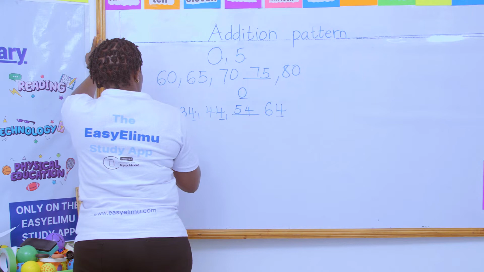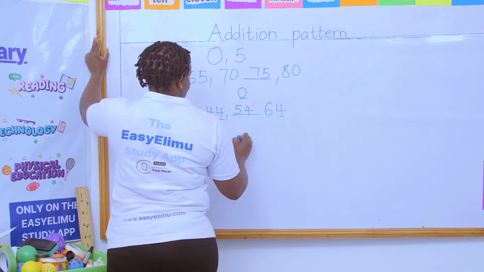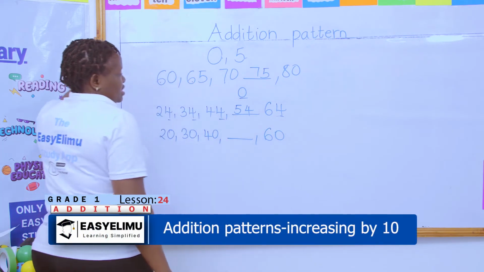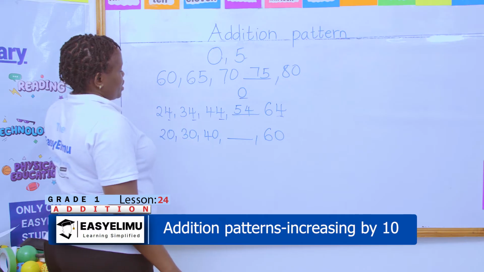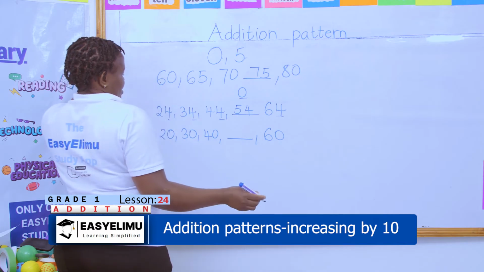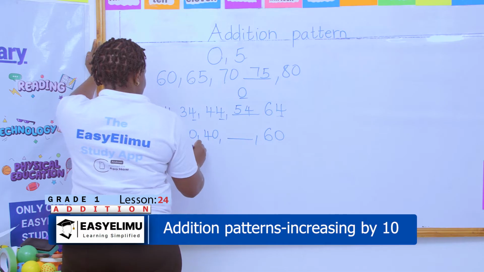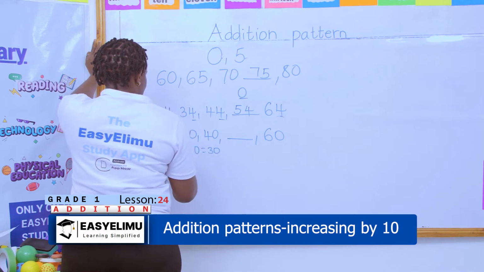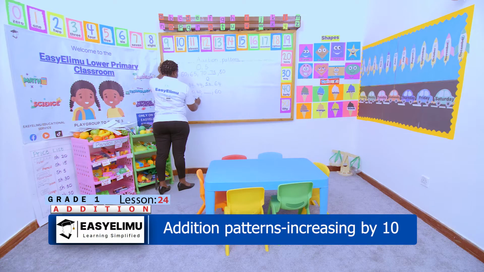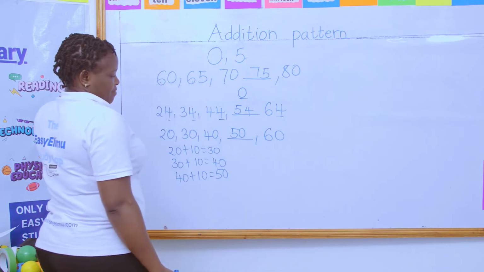Now we are here. We are talking about 20, 30, 40. Then I'm told we have a missing number, then we come to 60. So what are we supposed to do? We say 20, 30. It's increasing by 10. So 20 plus 10 gives me 30. 30 plus 10 gives me 40. 40 plus 10 should give me 50. So our missing number is 50.